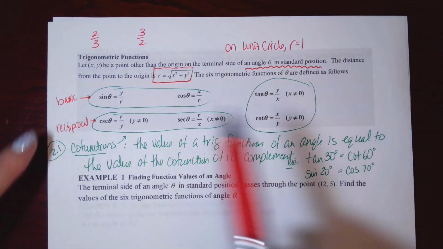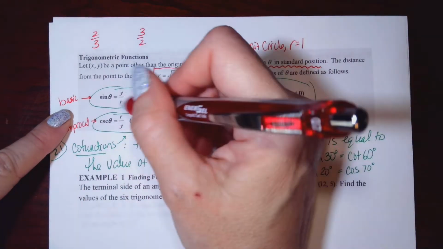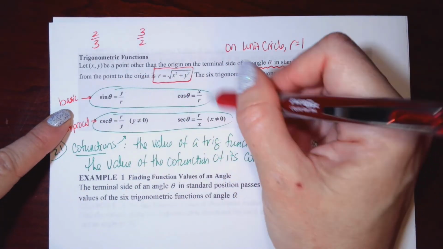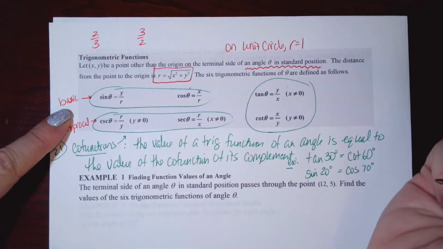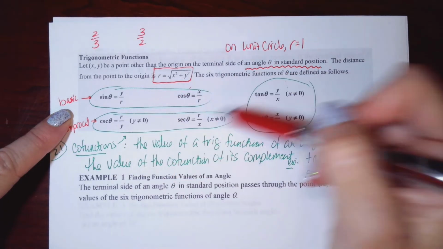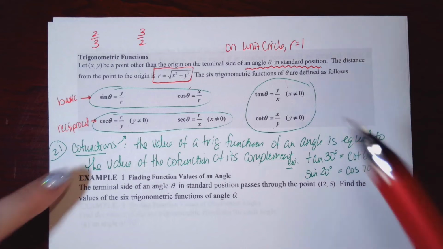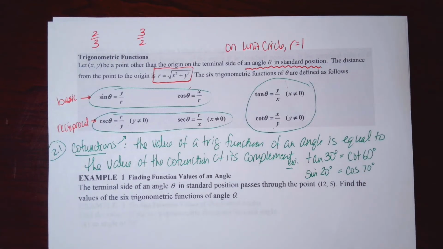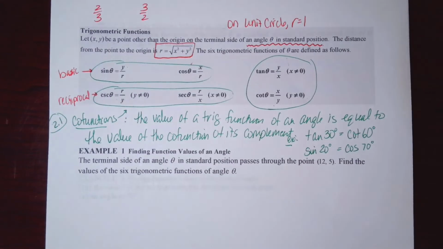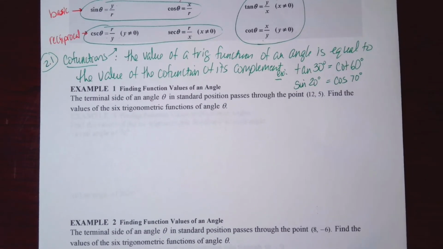Alright, so we have trig functions and their reciprocals that pair up like this. And then we have cofunctions. Now tangent and cotangent both happen to be both reciprocals and cofunctions. Alright, so let's do a couple of examples of finding these function values.